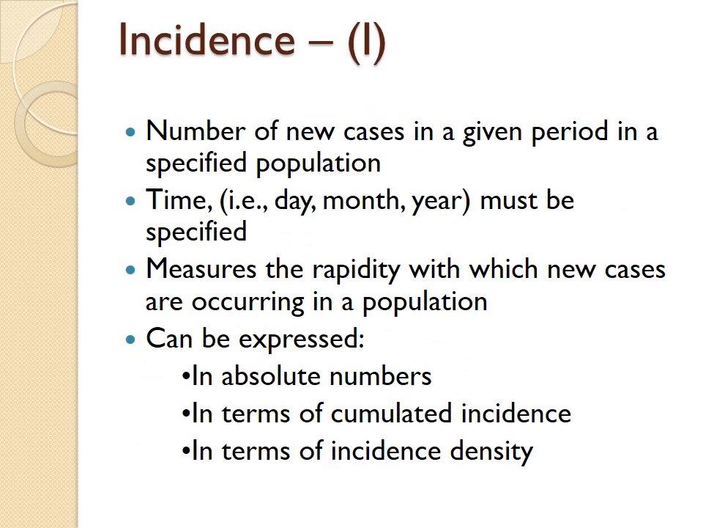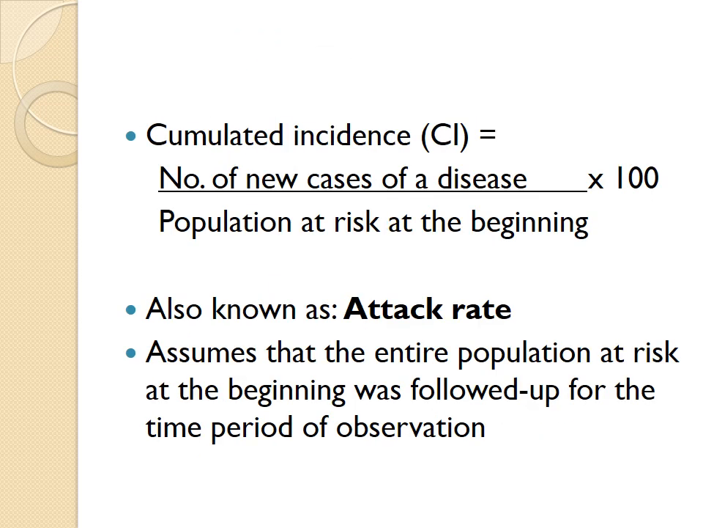So what is incidence? Incidence is the number of new cases in a given period in a specified population. Here the time must be specified because it measures the rapidity with which new cases are occurring in a population. Incidence can be expressed by means of absolute numbers, in terms of cumulative incidence, or in terms of incidence density. So what do we mean by cumulative incidence?